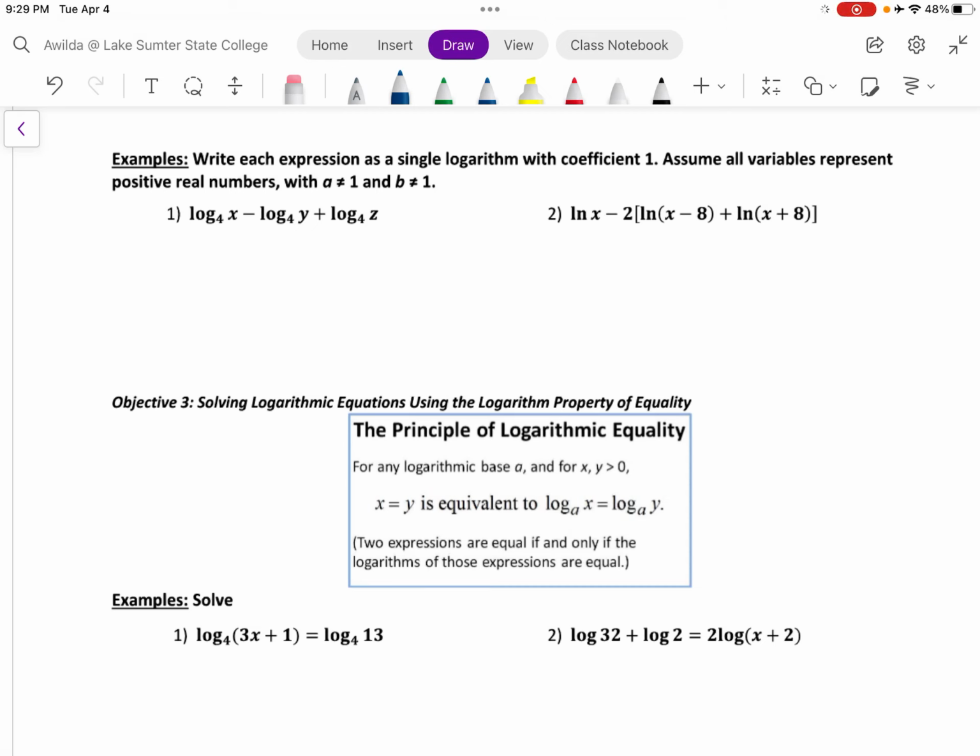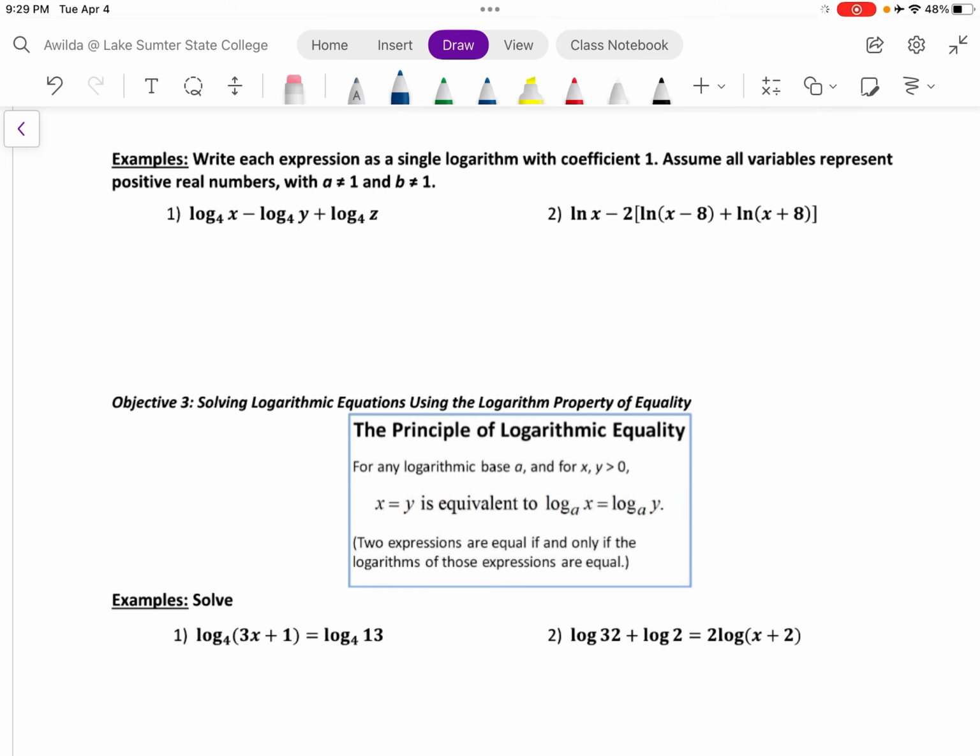In this video, we're going to continue practicing with the rules of logarithms to answer some additional questions. In the first two examples, the instructions are to write each expression as a single logarithm with a coefficient of 1. We're going to assume that all variables represent positive real numbers where a is not 1 and b is not 1 either.